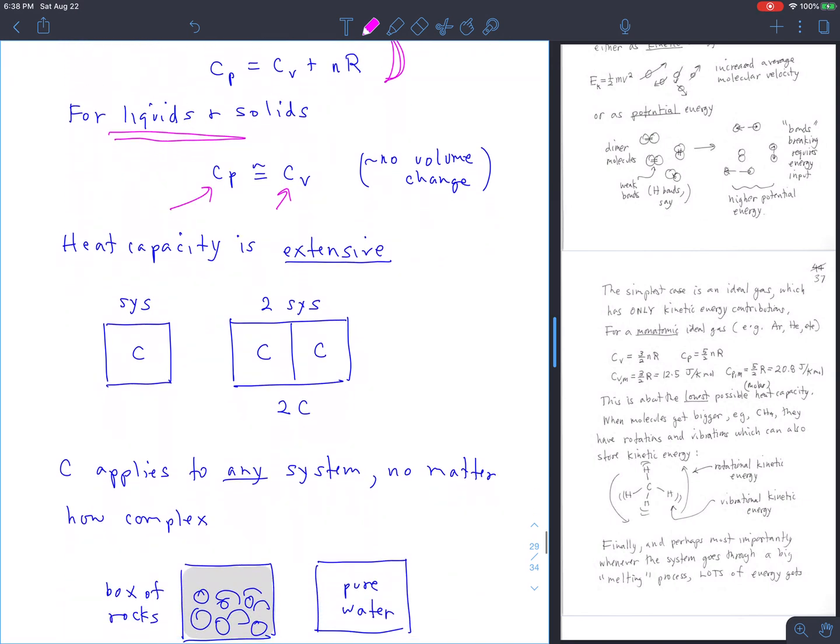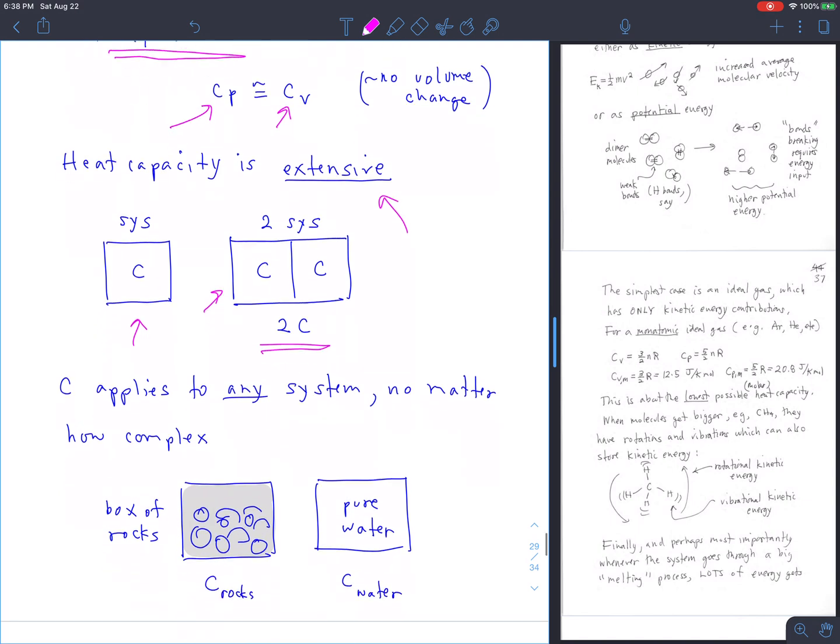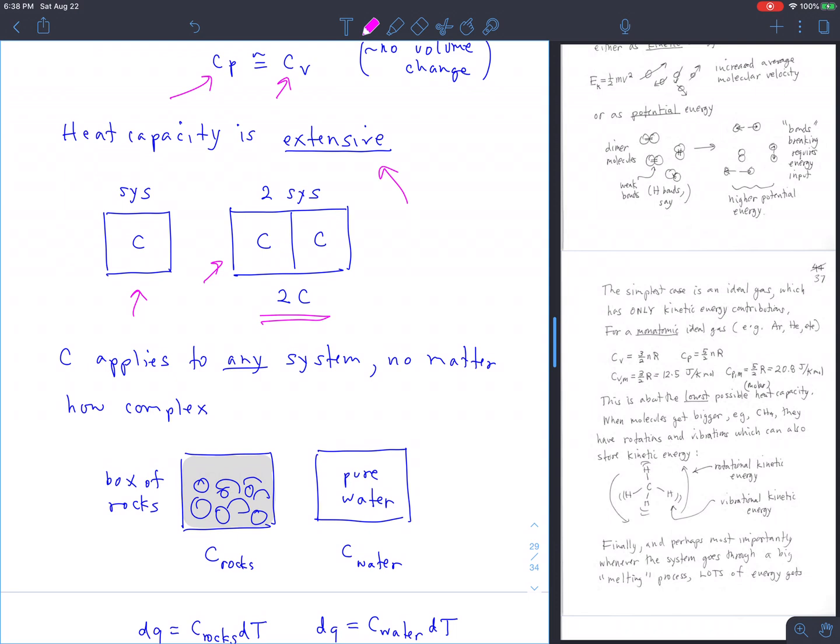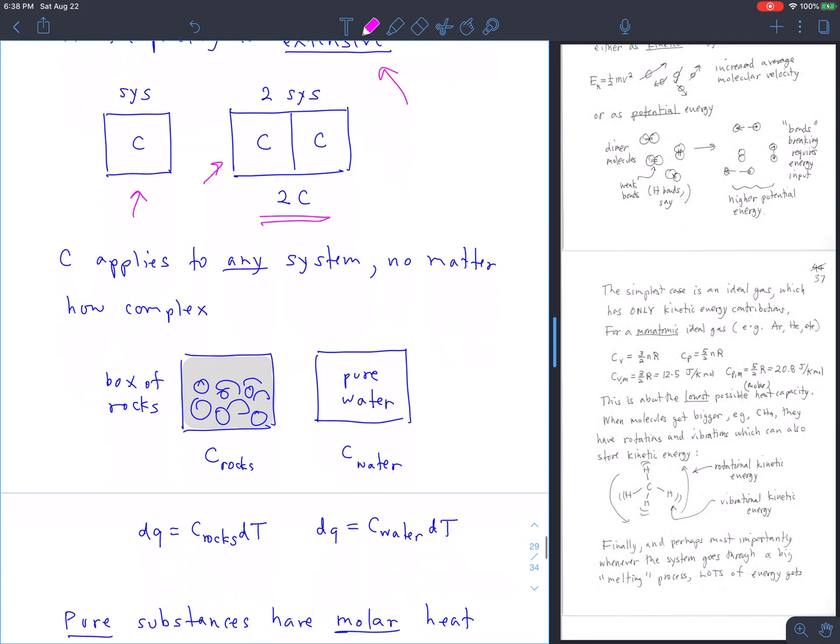The heat capacity is an extensive quantity. It depends on how big the system is. If you've got a system of a certain size and you double it, your heat capacity is also doubled. So it's like energy or volume or mole numbers. It doubles when the system doubles. It's not like temperature or pressure or molar volume or something like that, where the quantity stays the same even when the system doubles.